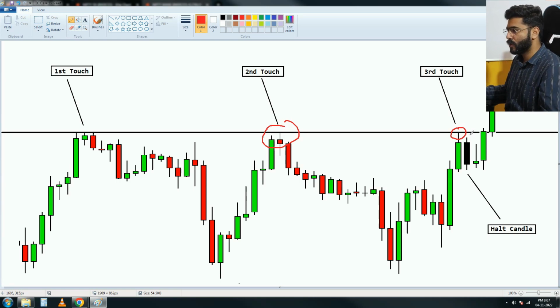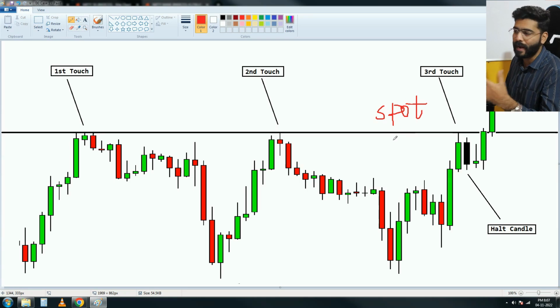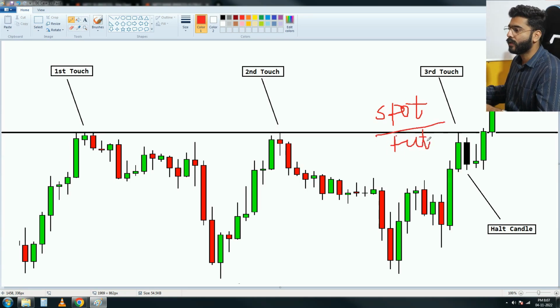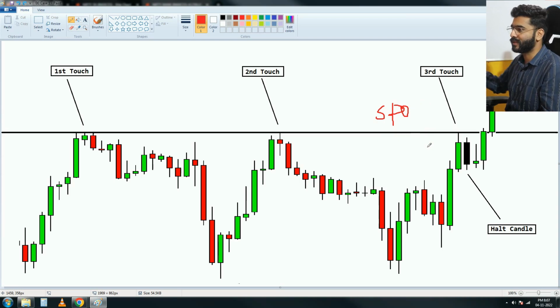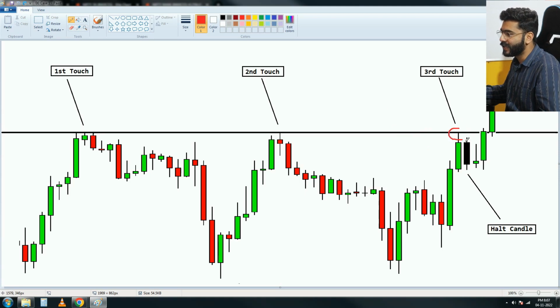Only two simple things. Once the halt gets created, what we have to do? See, this will be a spot chart or maybe a futures chart of Nifty or Bank Nifty. But we are not going to trade in spot because it's not possible, and also we're not going to trade in futures because that is not where we're going to scalp. We're going to scalp in options. So we're going to open a call option of premium somewhere near 300. I already explained the reason, right? So we're going to mark the high of this particular candle, the third touch candle.